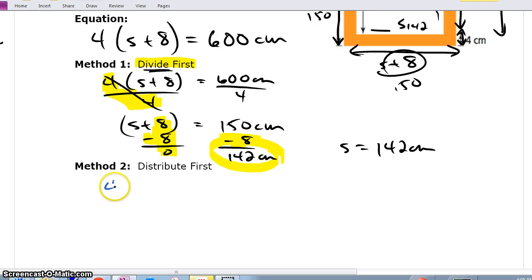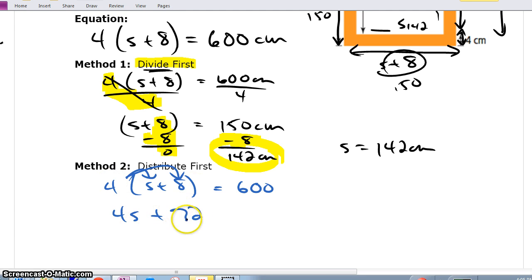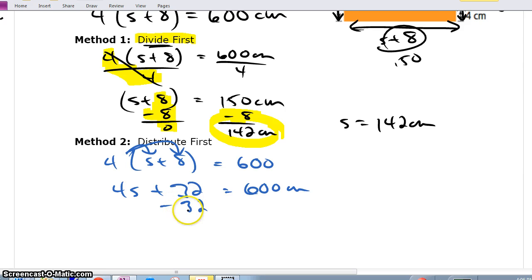Our second method is going to be to distribute first. And again, you saw these both the other day. So if you think you know it, you can go ahead and check your work and make sure you've got it. But do work it through. So we've got 4 sides, plus we've got 4 times 8, 32 centimeters of length. That's equal to our 600 centimeters. So now we can take away that 32 centimeters of length and take it away over here.